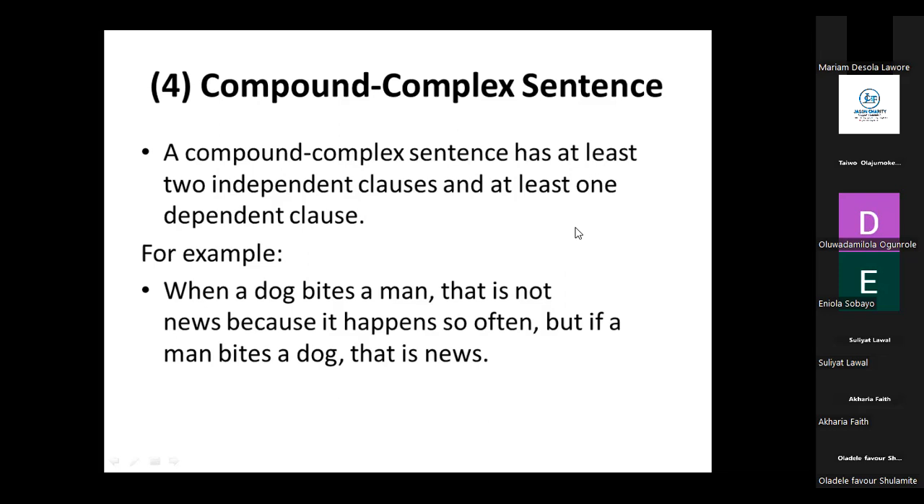Now, if you look at this sentence very well, you realize that we have two subordinate clauses, and then we have two main clauses. So by the time you are able to form this, it is a perfect example of a compound-complex sentence.